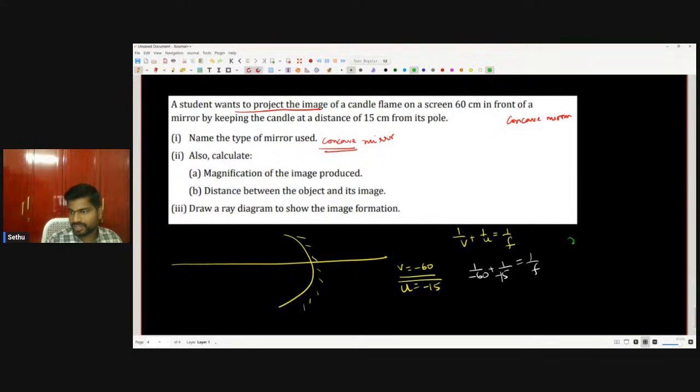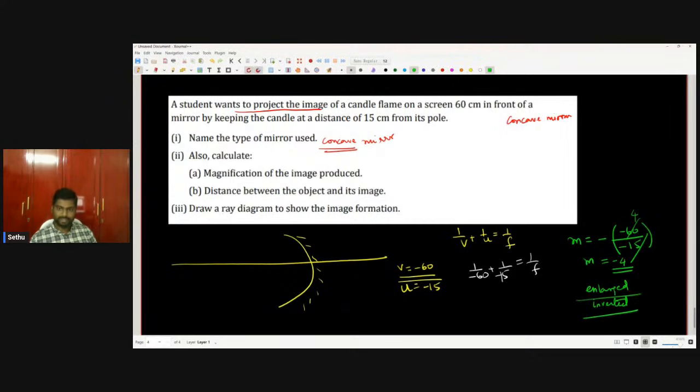What is magnification? Magnification is minus v by u. How much is it? Minus v by u. v itself is minus 60. u itself is minus 15. So you end up getting 4 times. Right? Magnification is minus 4. Now, magnitude wise, this is more than 1. So that means the image has to be enlarged. And sign wise this is negative, so this means it is inverted.